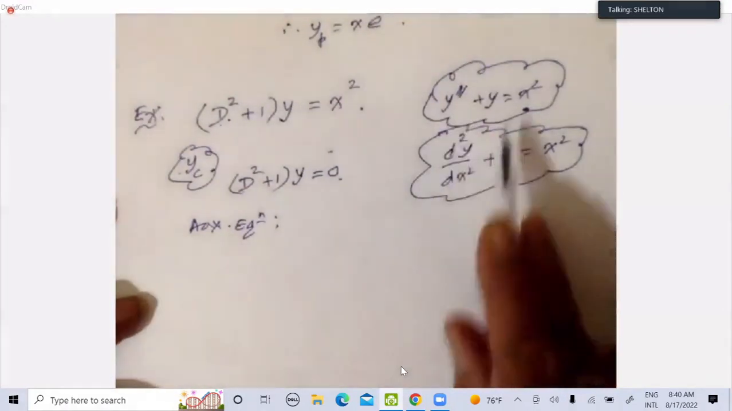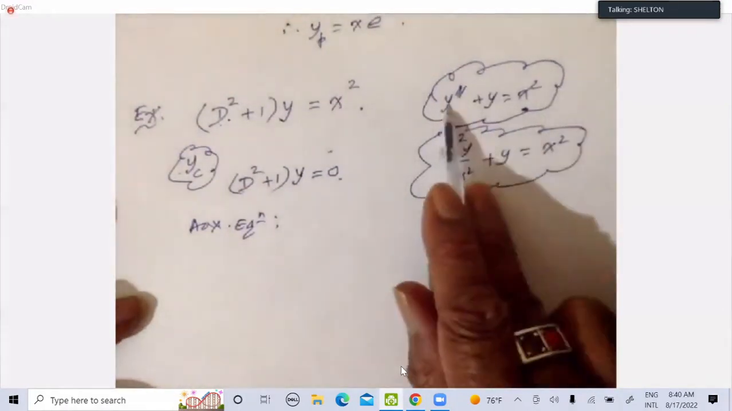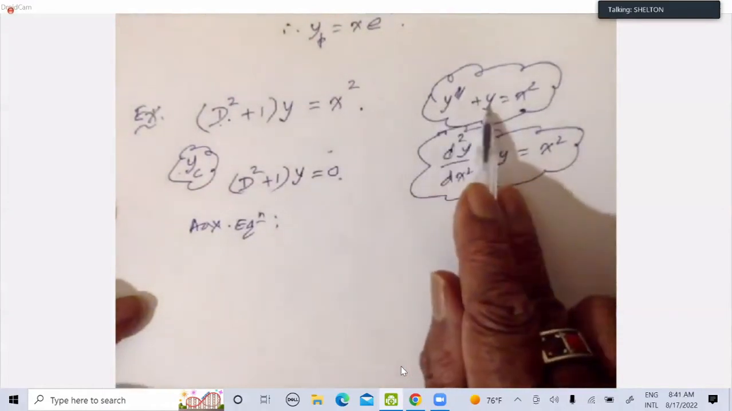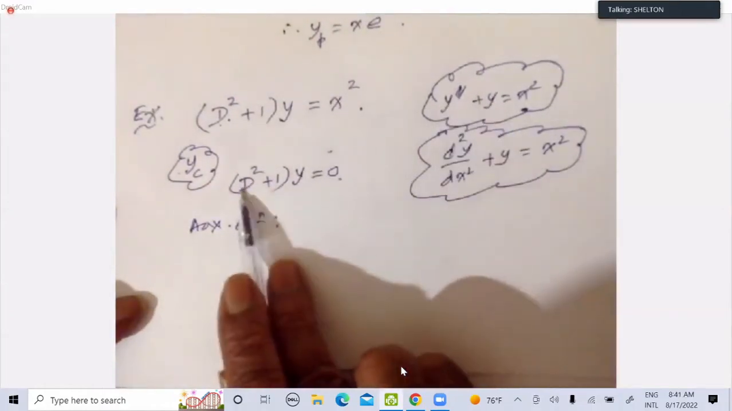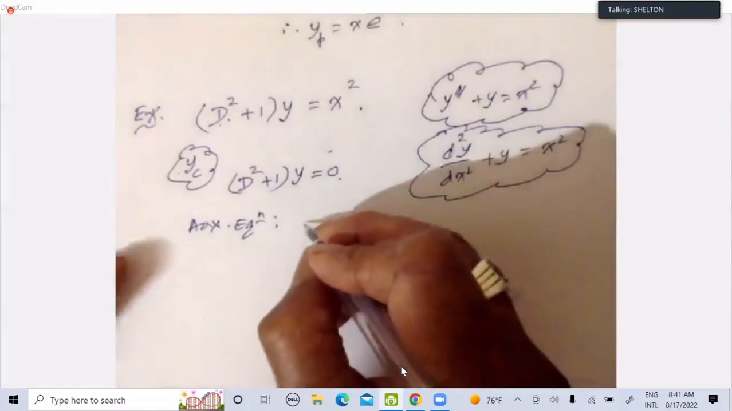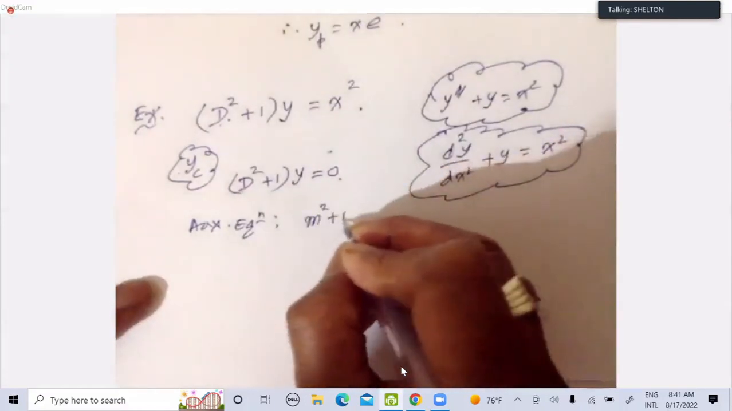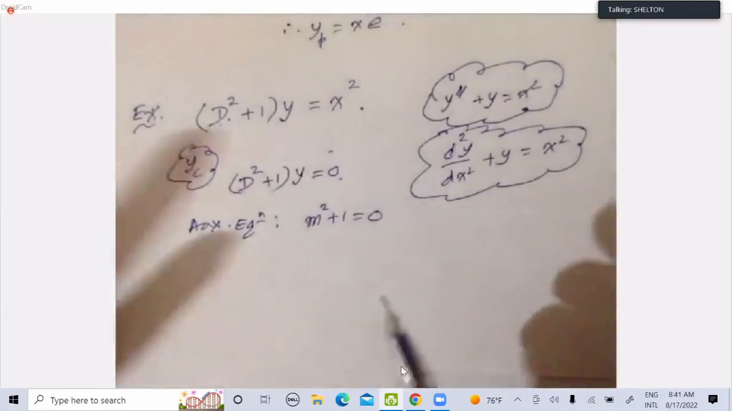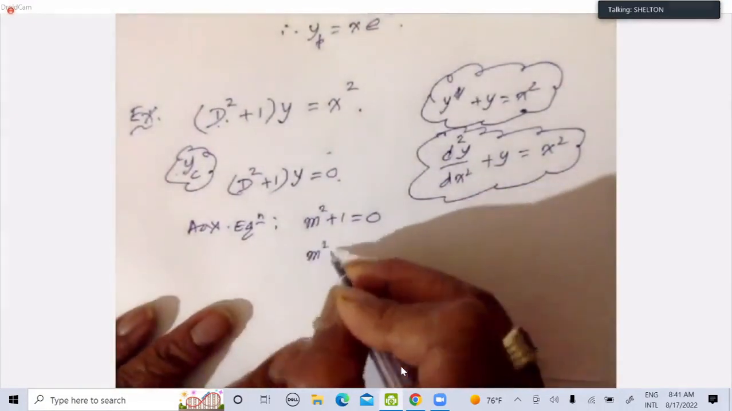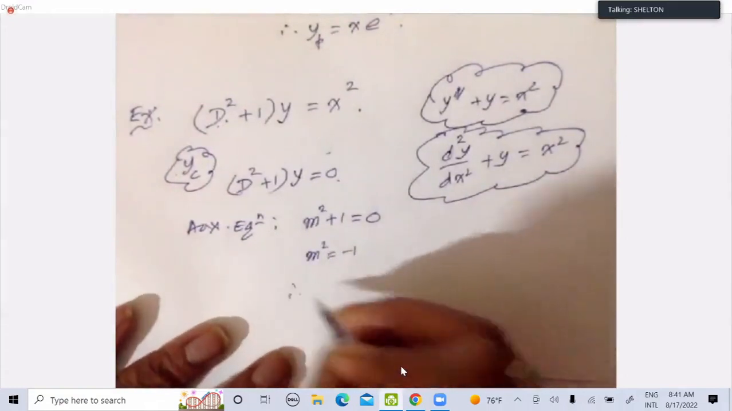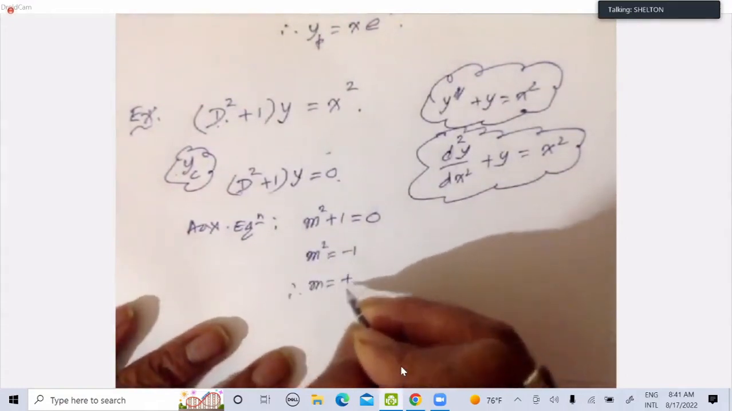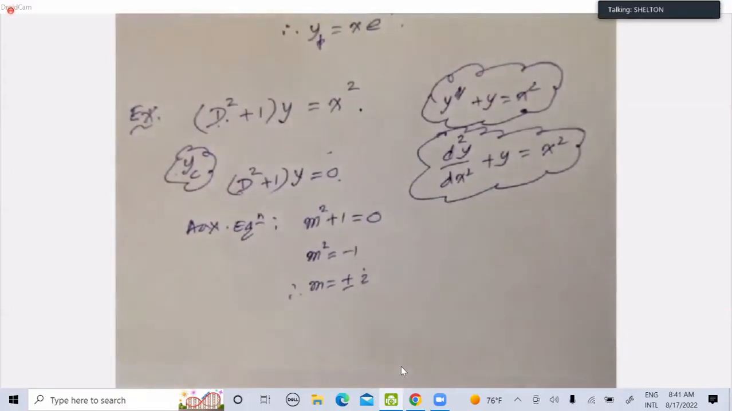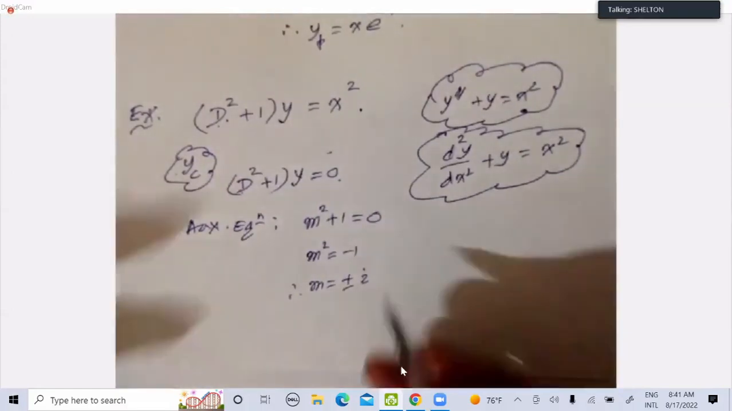So you don't have to write it in this form or this form. This form: y double dash plus y equals x squared. But if it is written this way, just replace D by m. m squared plus 1 equal to 0. The auxiliary equation for this is this. Now from that you get m squared is minus 1. Therefore, m is equal to plus or minus i, the square root of minus 1.